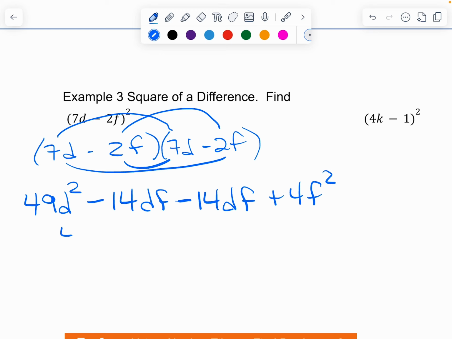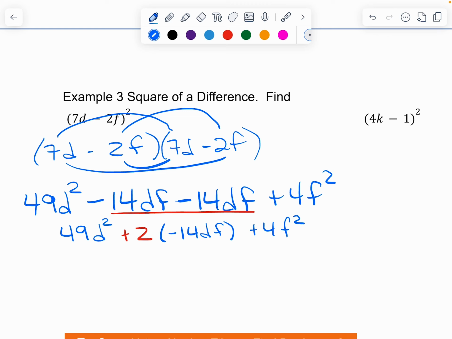So if I look at this, I've got 49d squared. I have two of these. I should have been doing this in different colors, but that's okay. So plus 2 times negative 14df, and then plus 4f squared.